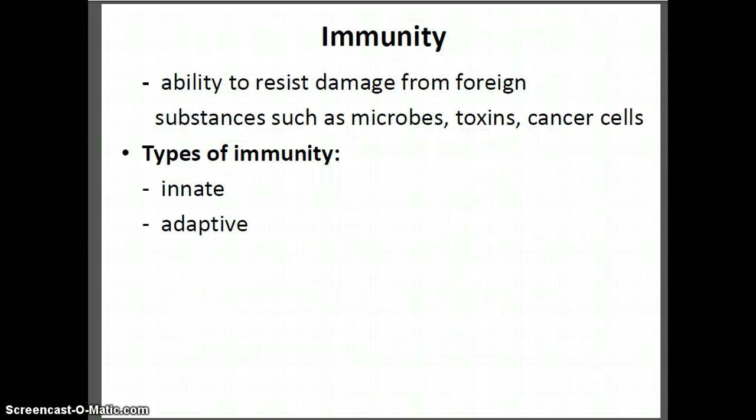All right, immunity is defined as the ability to resist damage from foreign substances. There are two major types of immunity, and we will be taking a look at this. The study of the immune system is a rapidly growing field. We are learning more and more about it. It seems complex, and it certainly is, but I will try to give an overview and summary.